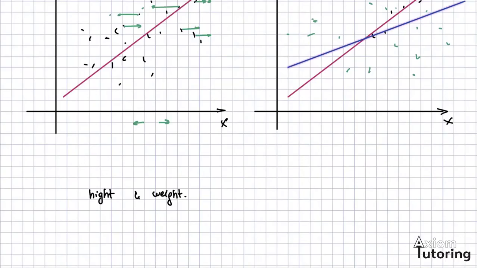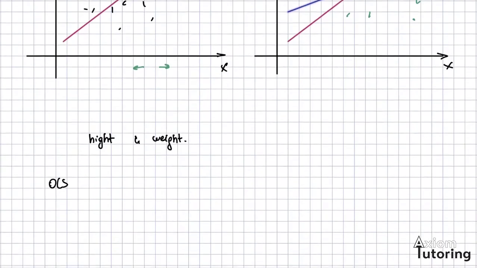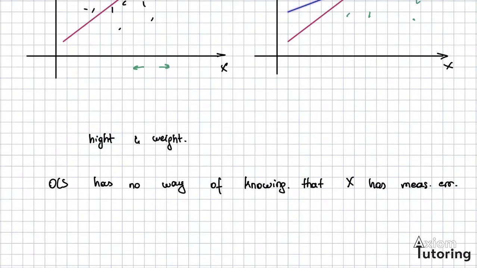So why can't OLS fix this? Keep in mind, OLS has no way of knowing that X has measurement error. It's just a model that you have built. It's not AI, okay? It treats the observed values as if they were exact. It cannot distinguish true variation in X, the real signal, from measurement error in X, which is the random noise. So it interprets both as if they were genuine variation in the regressor.